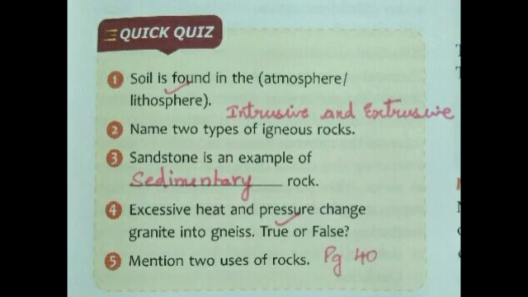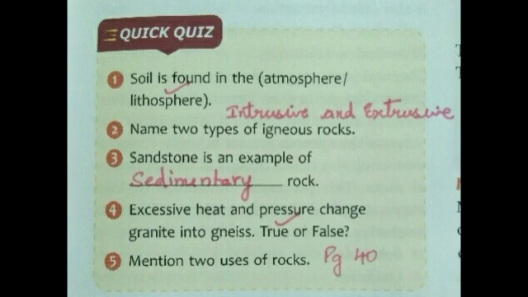Next, a quick quiz given on page number 41. The soil is found in the dash layer of the earth. What is the name of the layer? Yes, the lithosphere. Next, name the two types of igneous rocks: intrusive igneous rocks and extrusive igneous rocks. Next, sandstone is an example of a dash rock. It is an example of a sedimentary rock. Next, excessive heat and pressure change granite into gneiss. True or false? Yes, it is true.